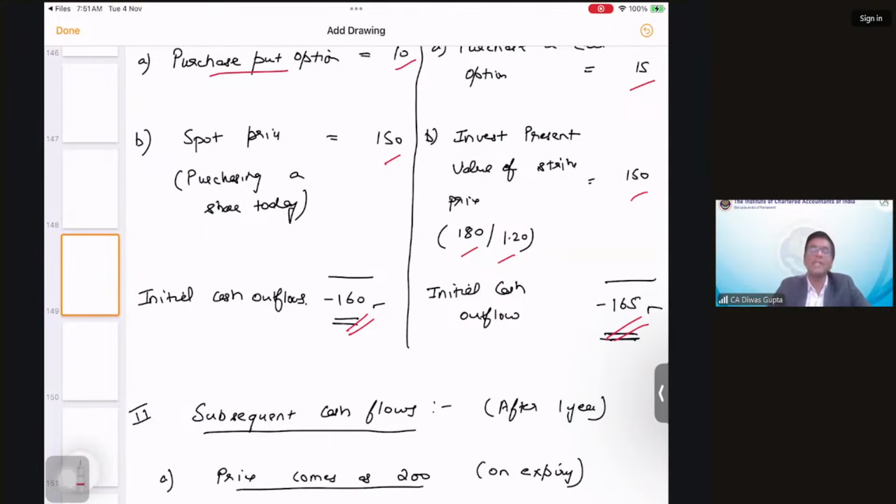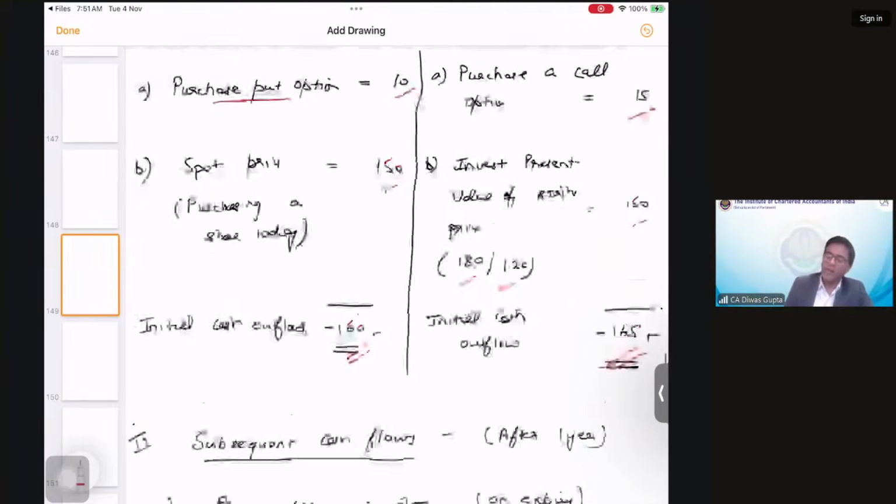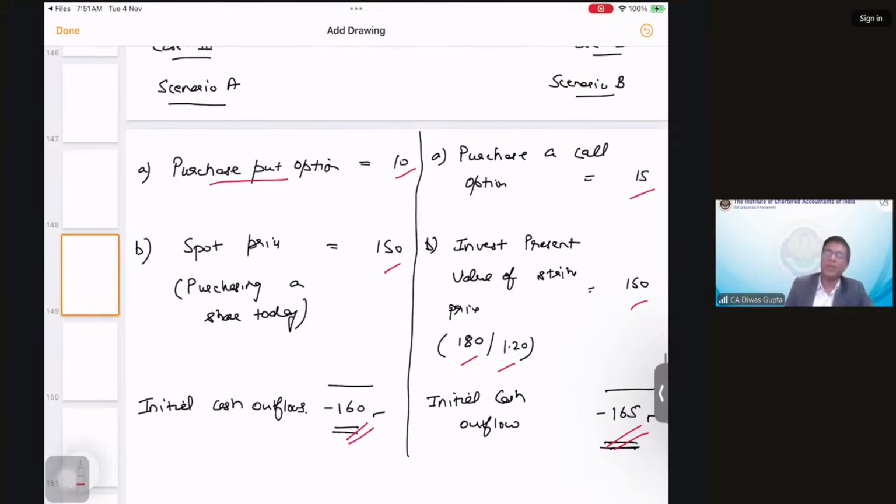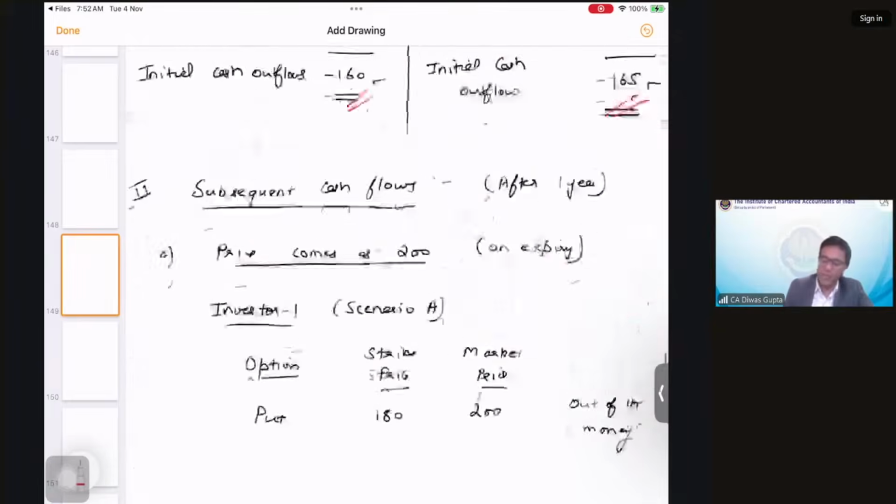But more or less, if you take the strike price and compare it with the spot price, take out the difference, the premium in the market would be around that only. Okay. So let's come back to this put call parity theory. In the first situation the outflow is minus 160, in the second situation the outflow is minus 165, because in both situations different portfolios are getting built.